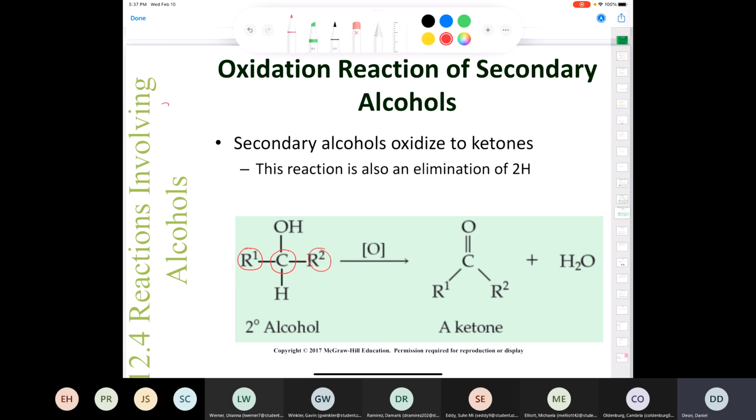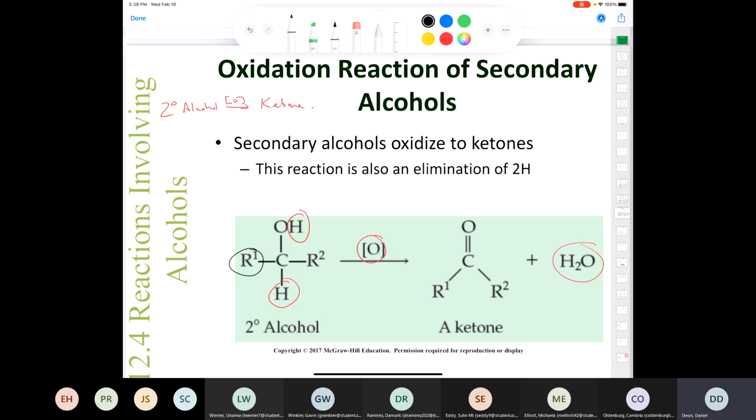You can simply memorize that whenever you have a secondary alcohol, and there's no exceptions, when you oxidize a secondary alcohol, you're going to end up producing a ketone. How do we produce a ketone? Well, we're going to do our reaction with our oxidizing agent, and we're going to produce H2O. What do we need to make H2O? We need 2 hydrogens and the oxygen from the oxidizing agent to make our water molecule.